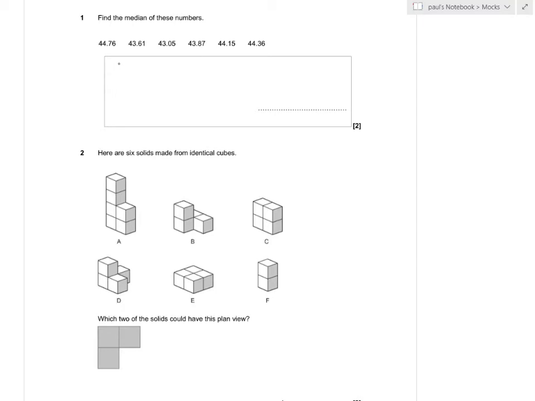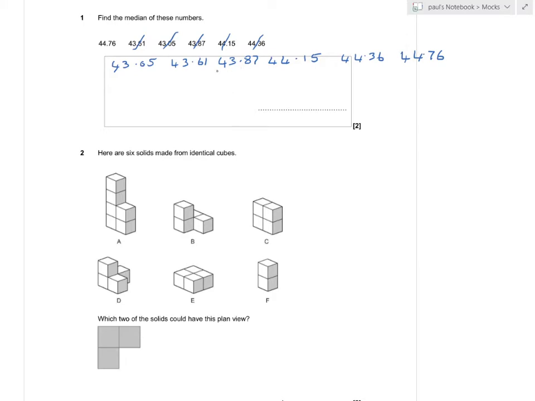So, find the median of these numbers. We're going to put them in order from the smallest. Let's do 43.05, 43.61, 43.87, 44.15, 44.36, and lastly 44.76. Now we've got 1, 2, 3, 4, 5, 6 numbers.